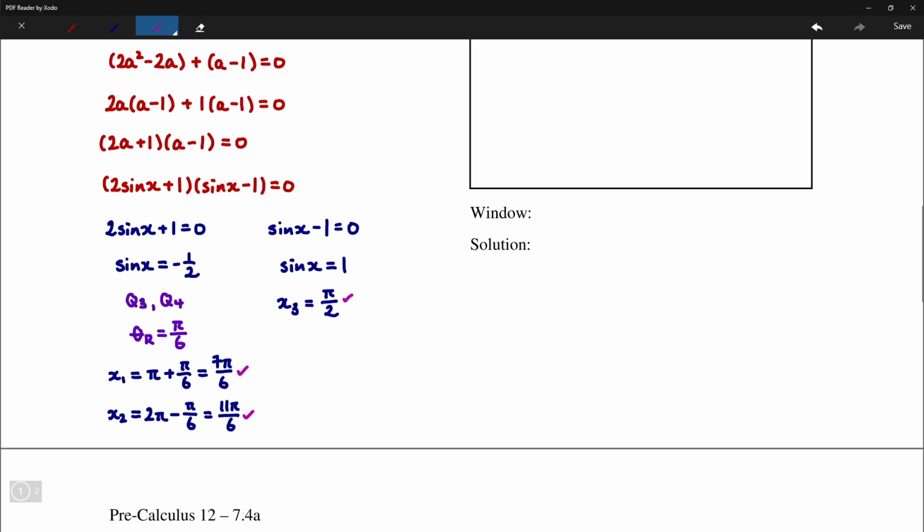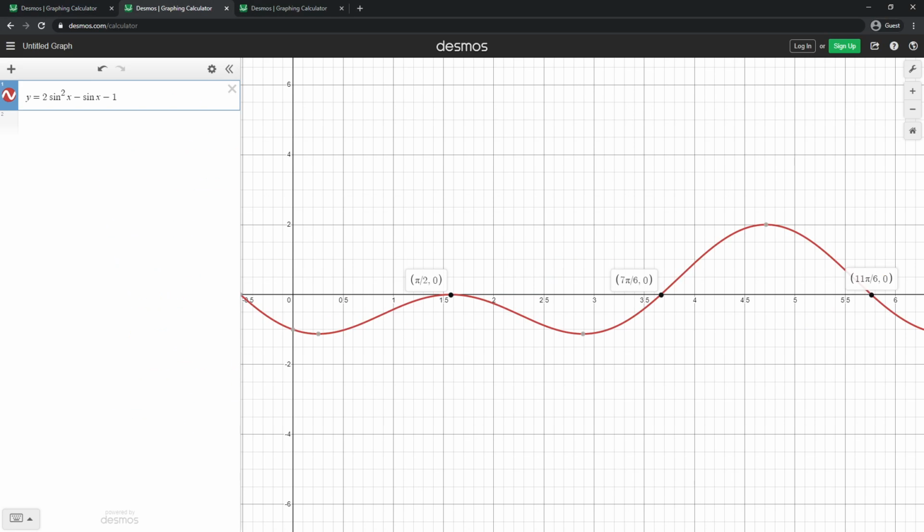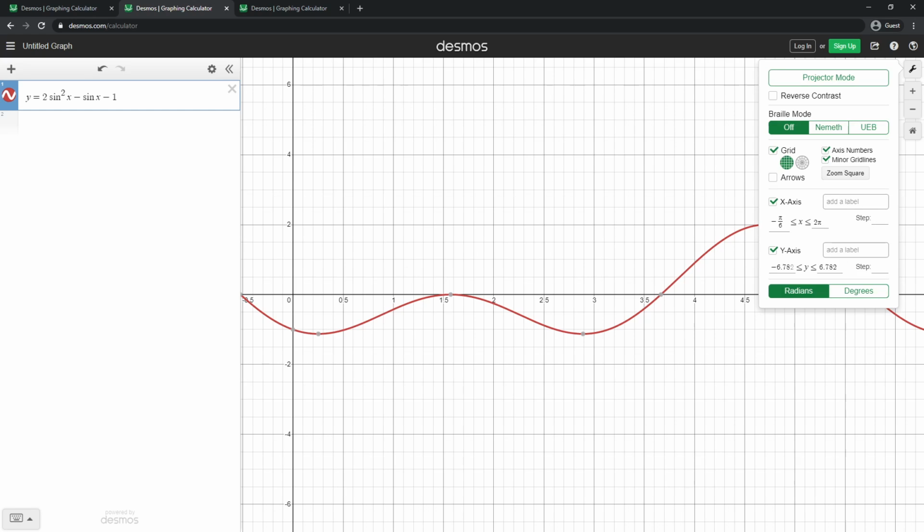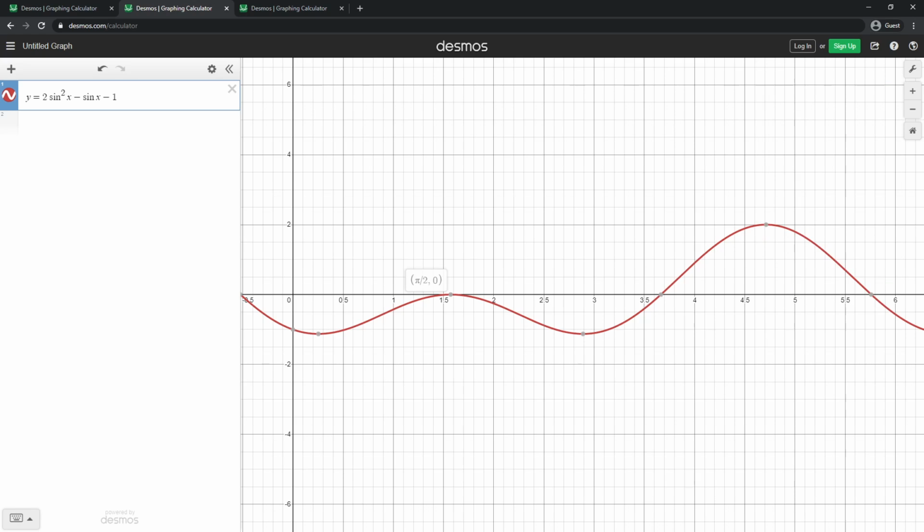So we can also look at the graph for this one. Here we go. We can see that the graph is y equals 2 sine squared x minus 1. This is already drawn in radians. And we can see the solutions are pi over 2, 7 pi over 6, and then 11 pi over 6, which matches what we got algebraically.